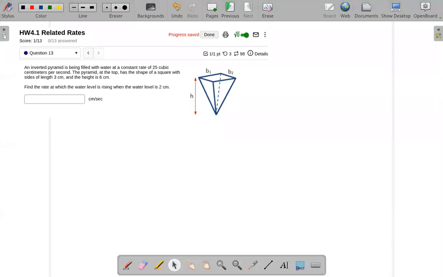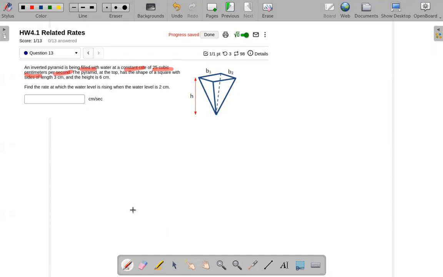Let's see what we can do with this. So we have an inverted pyramid. It's being filled with water at a constant rate of 25 cubic centimeters per second. So let's pause there and think about that for a second. So it's being filled, constant rate, 25 cubic centimeters. Cubic centimeters, that's volume per second, change in volume.